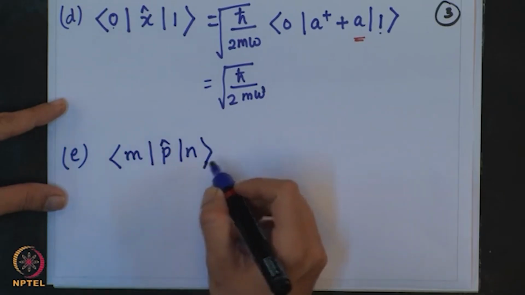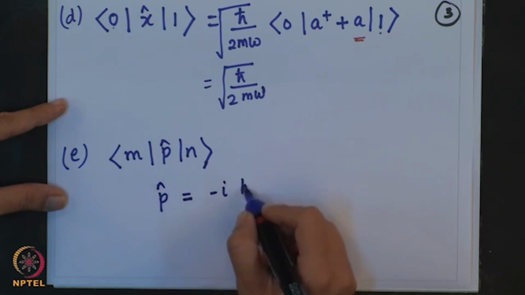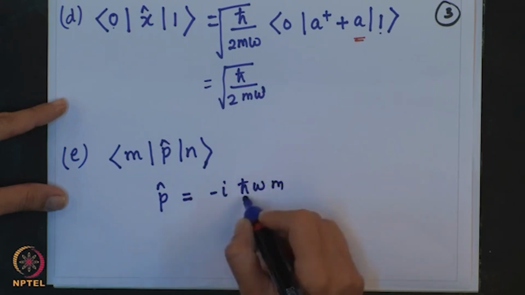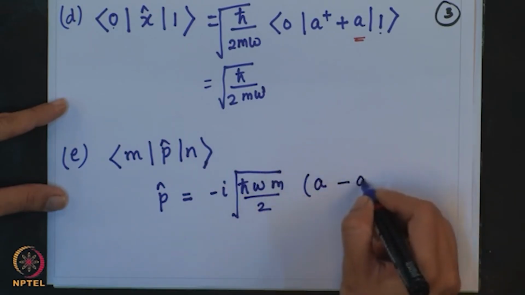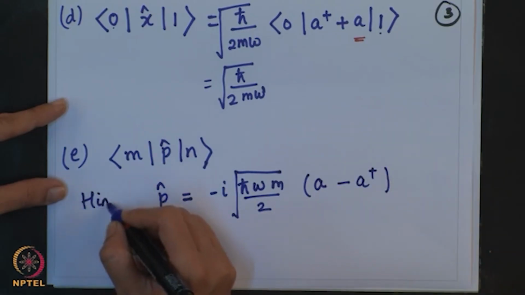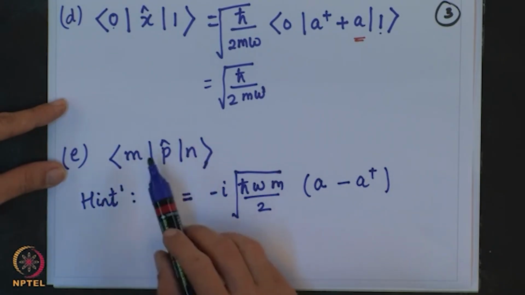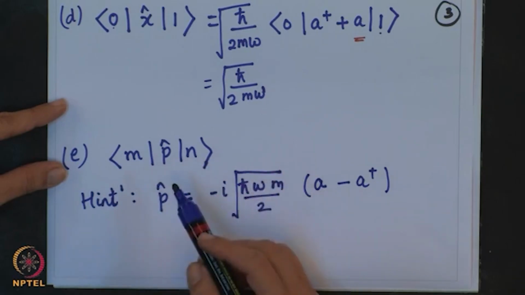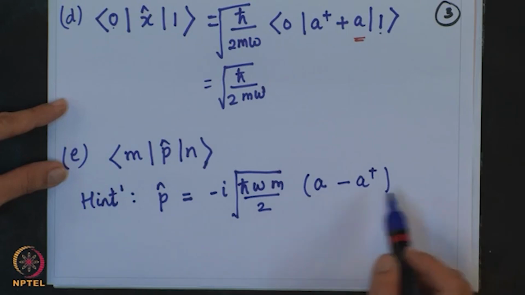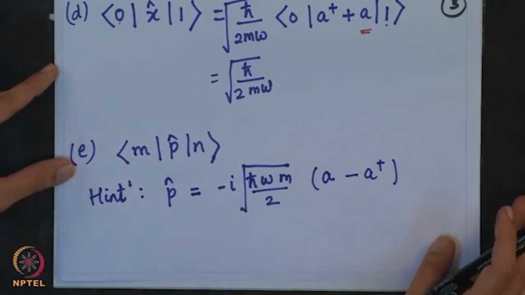To evaluate this, I will give you a hint, that is P is nothing but minus i h cross omega m upon 2 in the square root, and you have a minus a dagger. So, using this hint, please evaluate this matrix element. Okay. So, you will have some delta mn term, some mn or mn plus 1, n minus 1, depending upon which operator you are operating, creation operator or annihilation operator. Okay. I think this is very clear, it is very lucid, it is not at all difficult to solve.